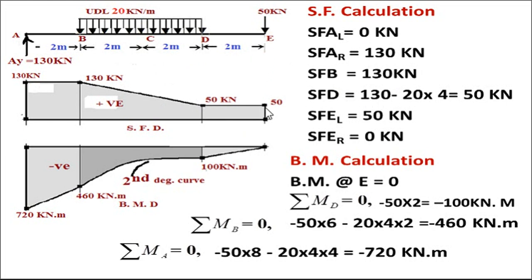At E there are two values, so to the left minus, to the left plus 50, minus to the right 50. Sorry, to the right 0. Okay, so this is first value, this is second value. You will obtain the shear force value.